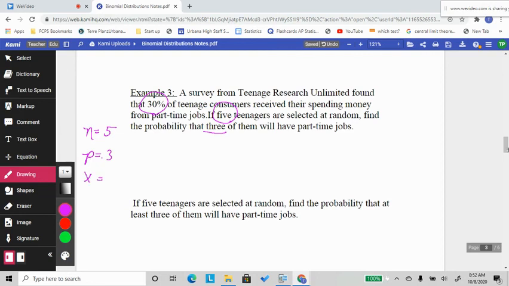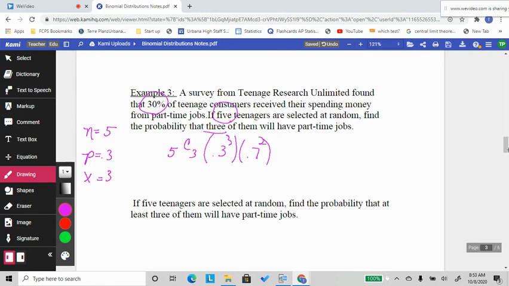We want the probability that 3 of them will have a part-time job. All right, so let's write the formula first. I have 5 teenagers, and I'm choosing 3 of them to have a job. The probability of them having a job and the probability of them not having a job always add up to 1. How many do I want to have a job? 3. How many don't have a job? 2. Why? Because I chose 5. These have to add up to the n, the total. These always have to add up to 1.